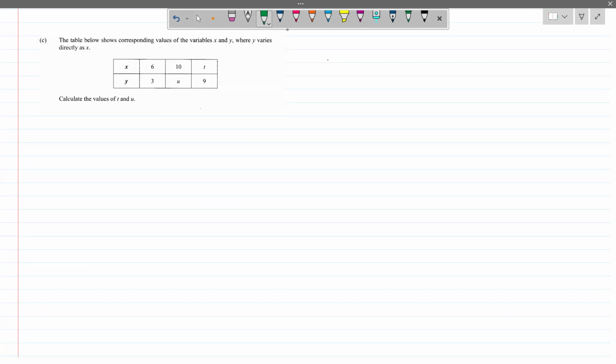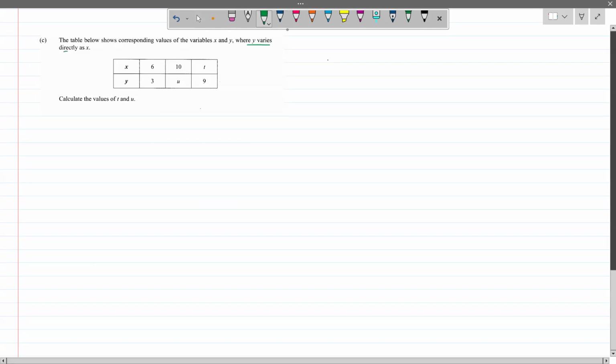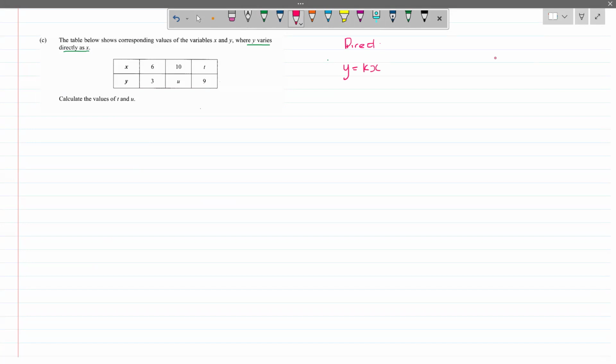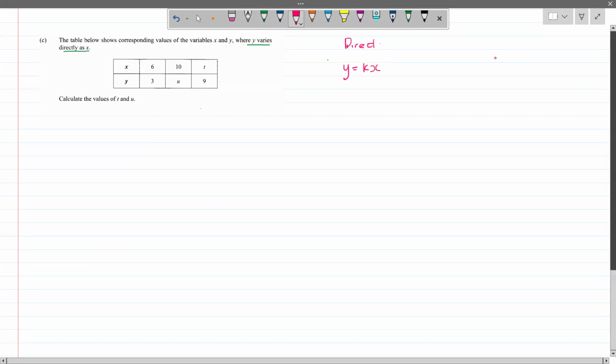So this question says that y varies directly as x. So it means that as x increases, y also increases. Now, there are two formulas that you need to know for this. One is your direct variation formula. When we are increasing two values at the same rate, we have y is equal to kx. K in this formula, think about this as the price that you pay per liter.